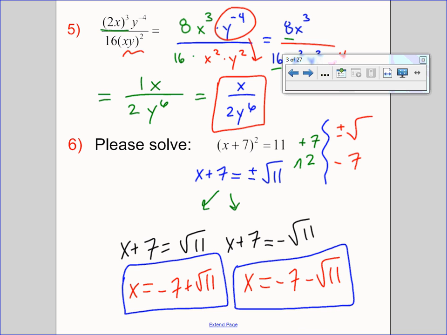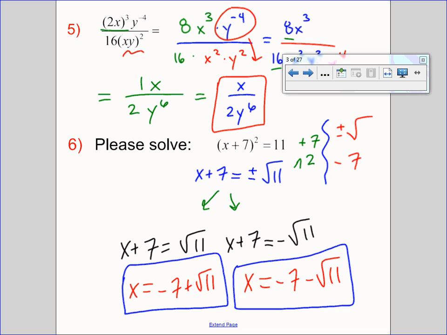And know that it's okay if we don't get a whole number or a fraction for an answer. Heather, does the square root have to come after the...? Nope, you could have root 11 minus 7 or negative root 11 minus 7. You could even have minus 7 plus or minus root 11. That would be okay as well.